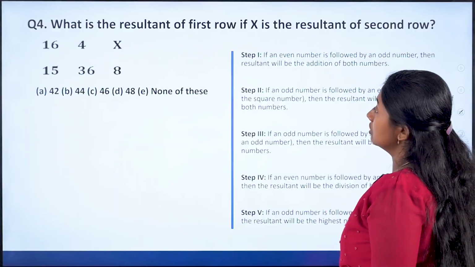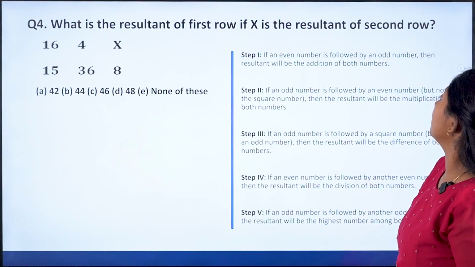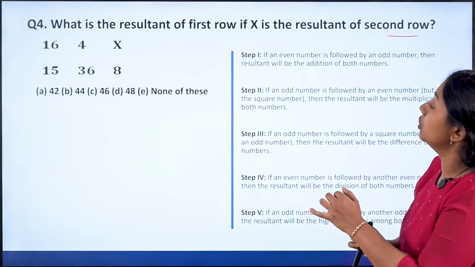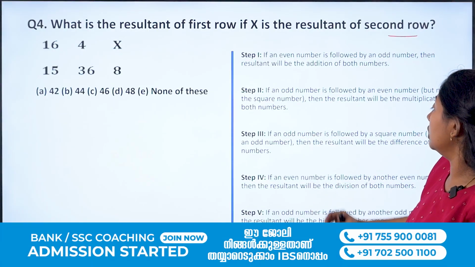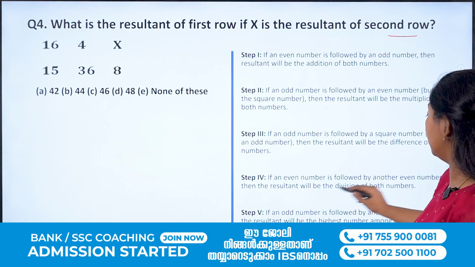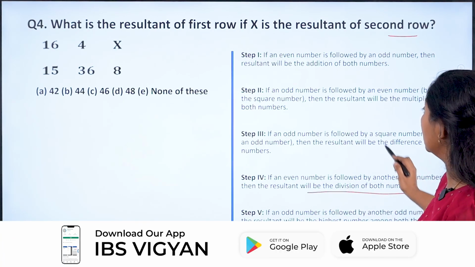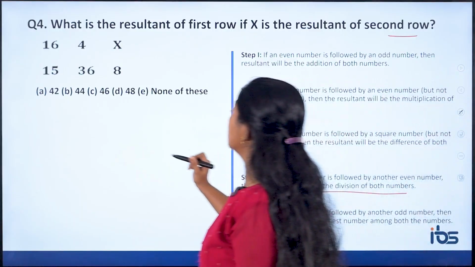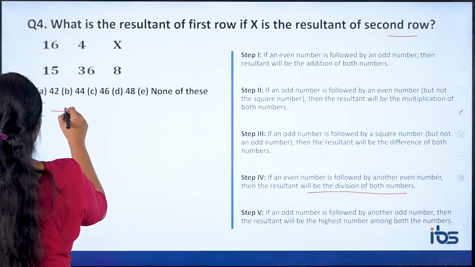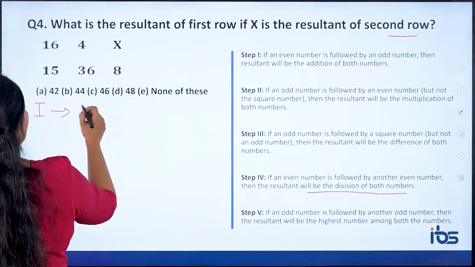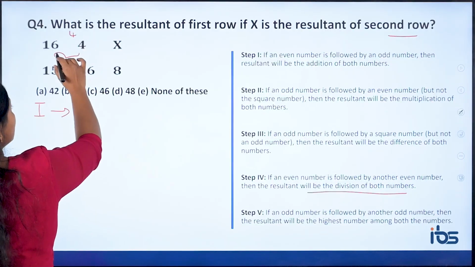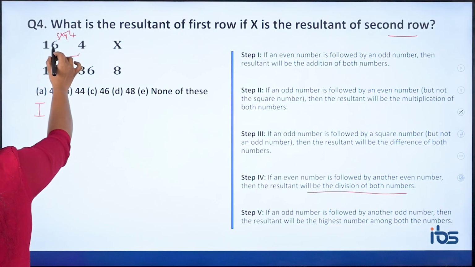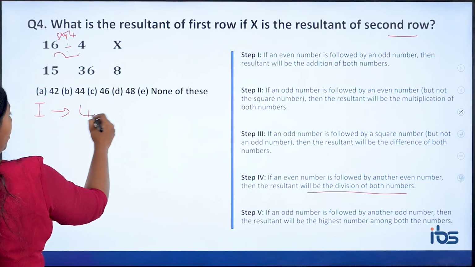So next one, what is the resultant of first row, if x is the resultant of second row? So how will you do it? 16, 4. If an even number is followed by another even number, then the resultant will be the division. So you have to follow the first row step, step number 4. If you follow step 4, 16 divided by 4, you are going to get 4 and x.